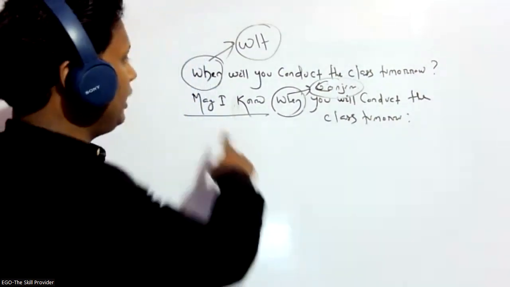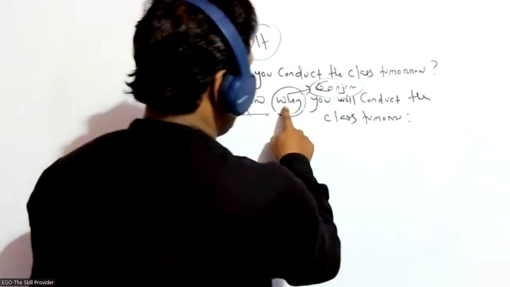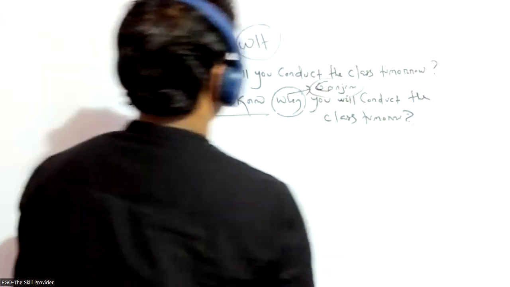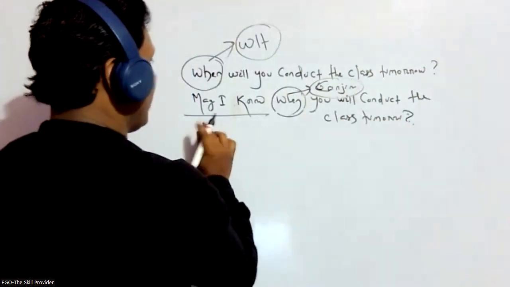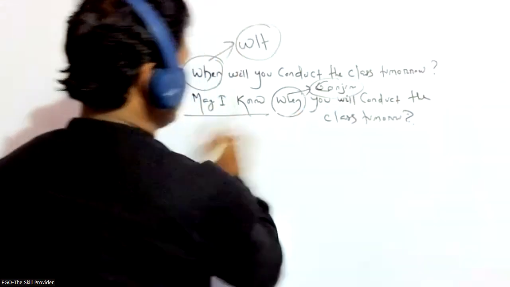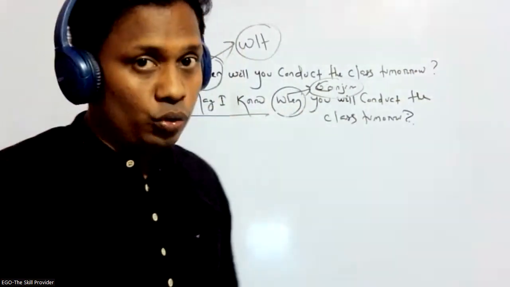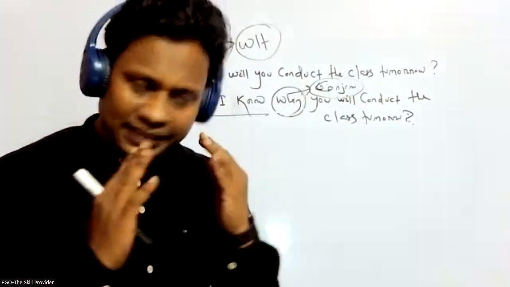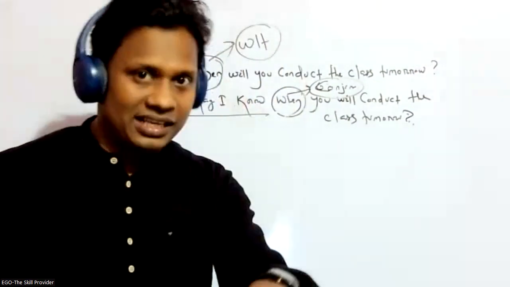Subject, let me tell you, may I know when you will conduct the class tomorrow? This is a question mark. So before that, suppose I would like to know when you are going to conduct the class tomorrow. I would like to know. What is the subject and what is the verb? Let me discuss a little, because this is a grammar class.